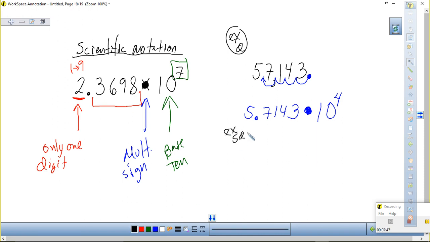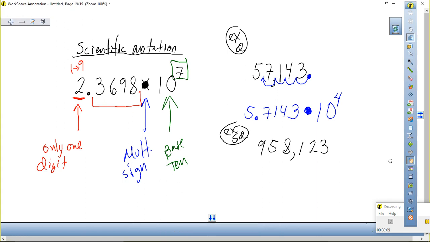Example super Q. And we're still on the Q column, yes? Do this one by yourself. Let's do 958,123. Change that to scientific notation, please.